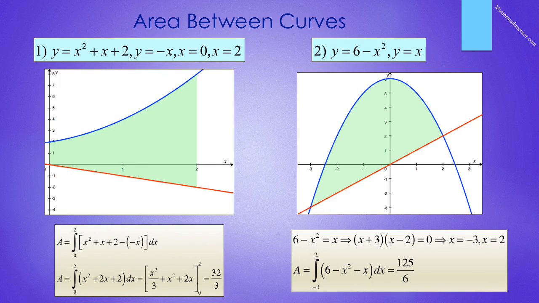Our first job is to set the two functions equal to each other. 6 minus x squared is equal to x. And bringing everything to one side, we get quantity x plus 3, quantity x minus 2 equals 0, and x is equal to negative 3, and x is equal to 2. So our setup for the area is the integral from negative 3 to 2 of 6 minus x squared minus x dx.